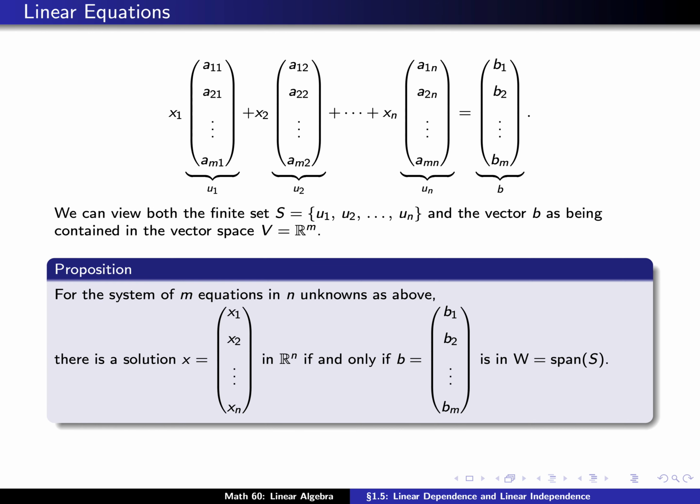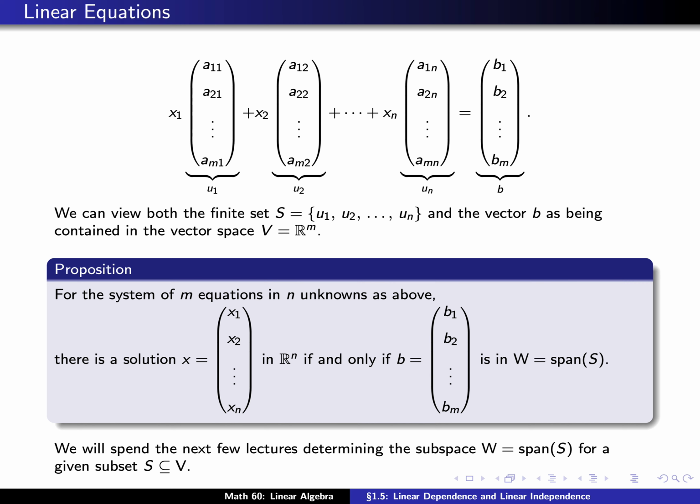So the result states that for this system of m equations and n unknowns, there is a solution, which we're calling a vector x, corresponding to coordinates x1, x2 through xn. Such a solution exists if and only if the right-hand side, our vector b, is contained in the span of S. So for the next few lectures, we're going to spend more time trying our best to determine a bit more about the subspace corresponding to the span of a given subset.